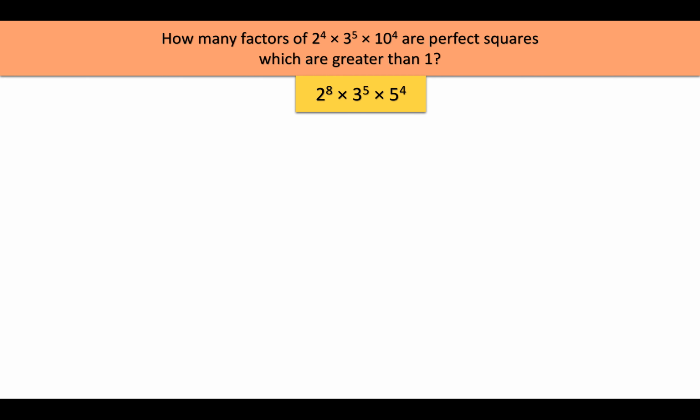So here they are asking us for perfect squares. Let's start by what perfect squares are. A perfect square means the square of any whole number or natural number. That means 3 square is 9, 4 square is 16. So 9 and 16 are perfect squares.